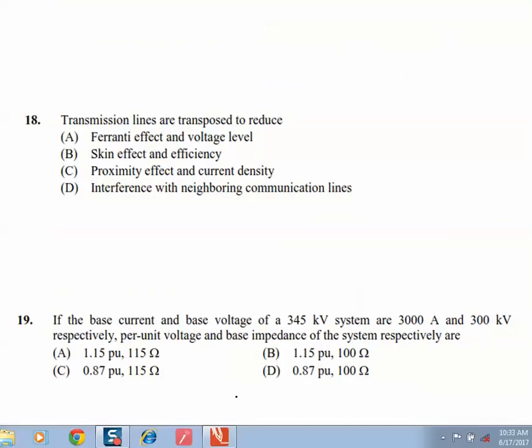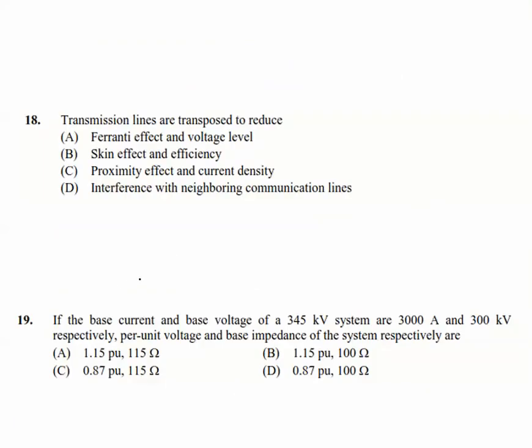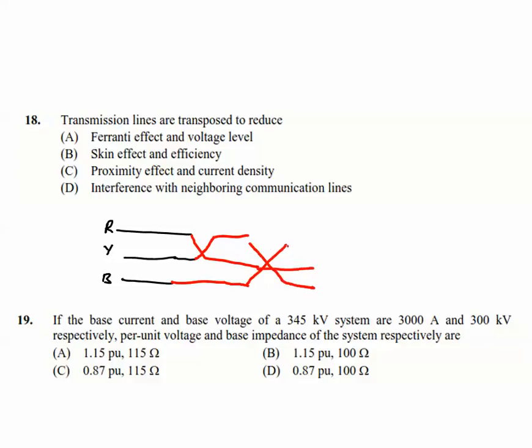And the next question, the transmission lines are transposed to reduce. Normally the ideal configuration is like this, the transmission lines are kept in this configuration, so R, Y and B. They are normally transposed, means like this manner, like this, and they will interchange like this. Okay, so in this manner they will transpose.